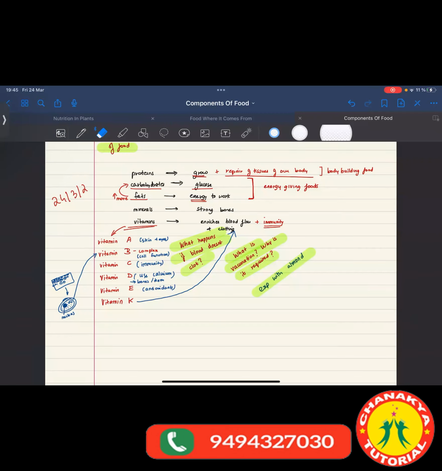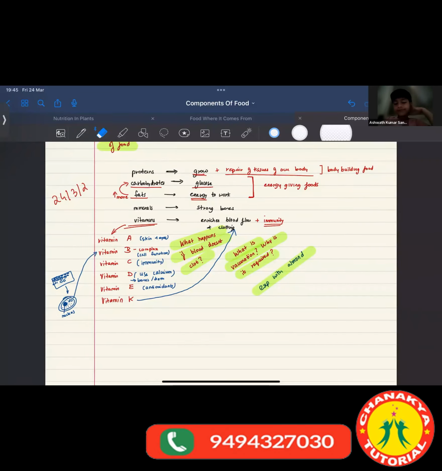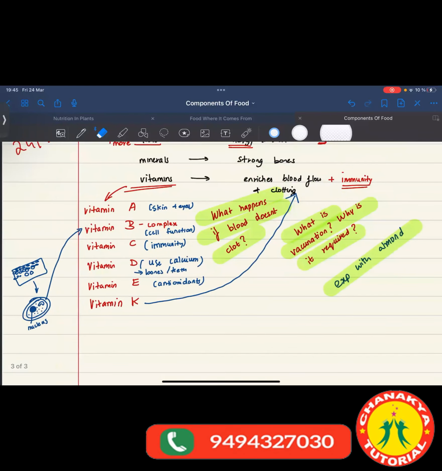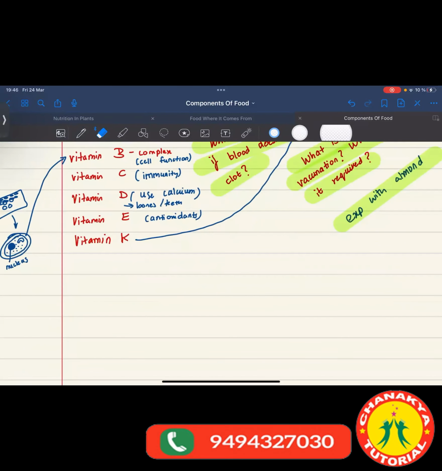I hope you all have noted the homework also. All the homeworks noted down. Yes, ma'am. Okay, fine. I hope all the vitamins are clear. It's very important for you to study all the vitamins clearly.